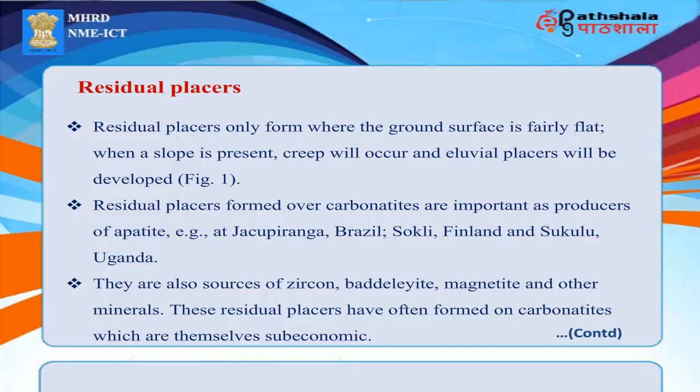Residual placers formed over carbonatites are important as producers of apatite, like at Jacupiranga, Brazil, Sokli in Finland, and Sukulu in Uganda. They are also sources of zircon, baddeleyite, magnetite, and other minerals. These residual placers have often formed on carbonatites, which are themselves subeconomic.